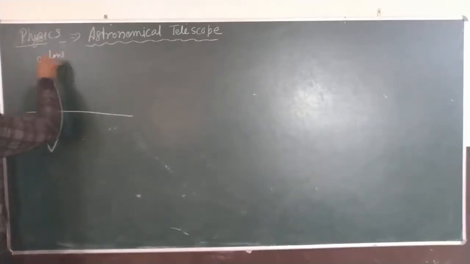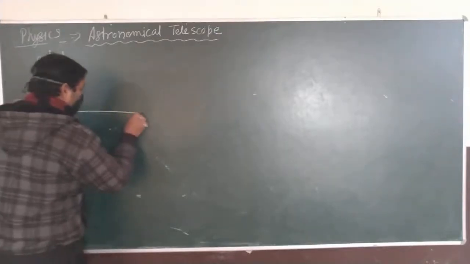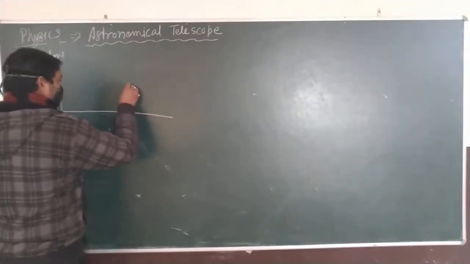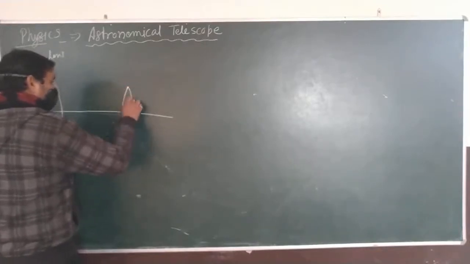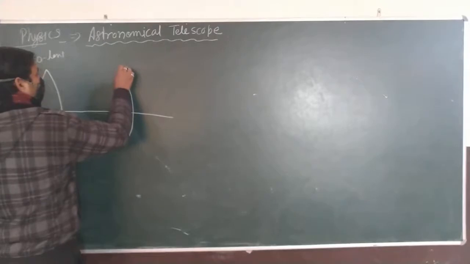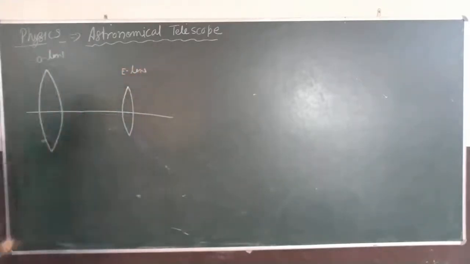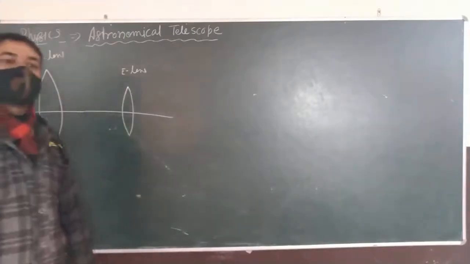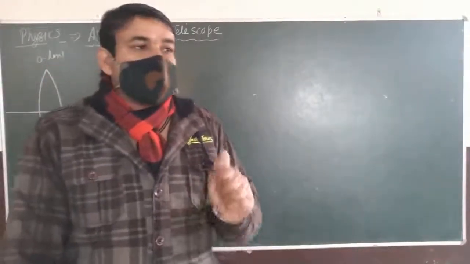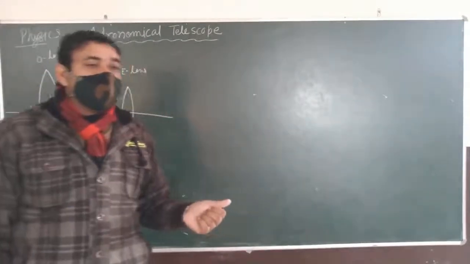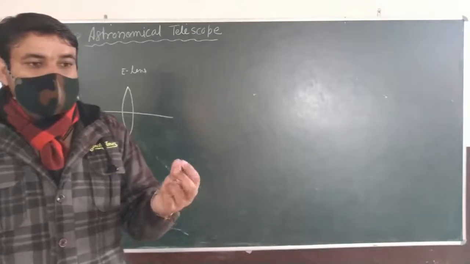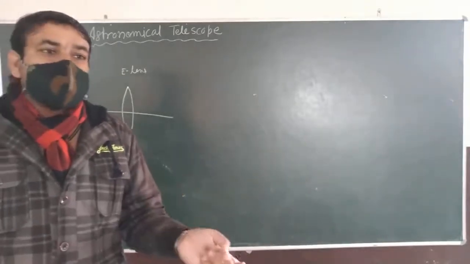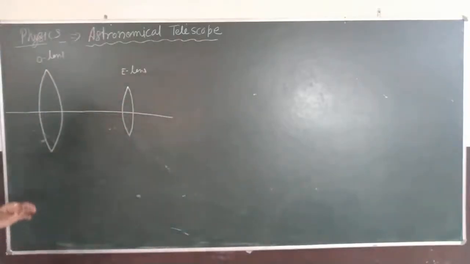Objective lens, and eye lens, as we see in the diagram. So the image can be formed at two places: one is at infinity and the second is at the least distance of distinct vision. Initially, we have formed this for infinity.